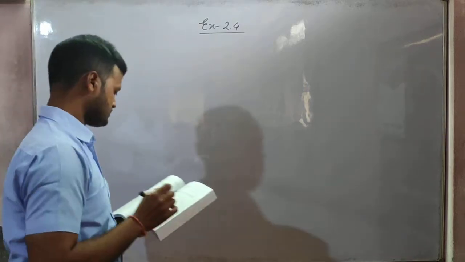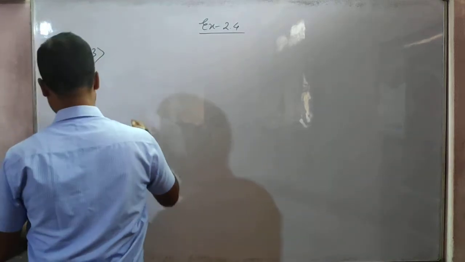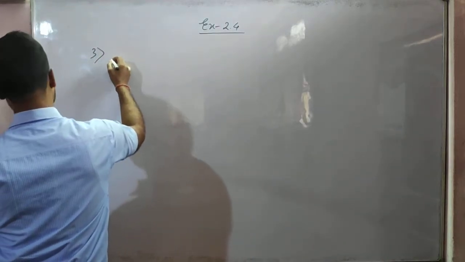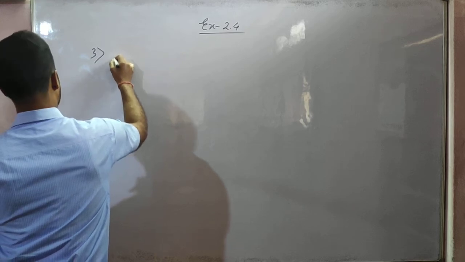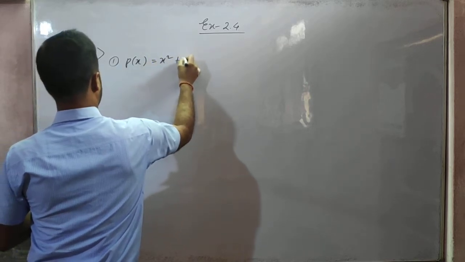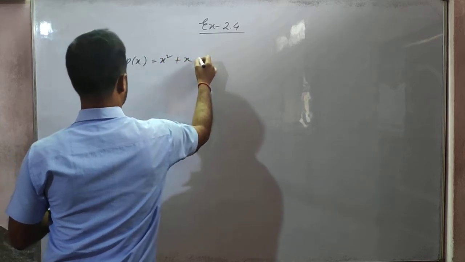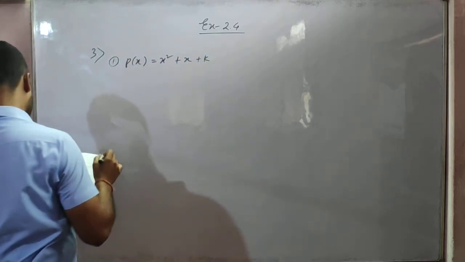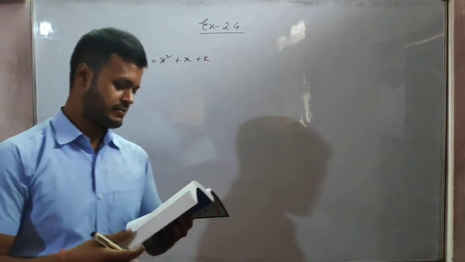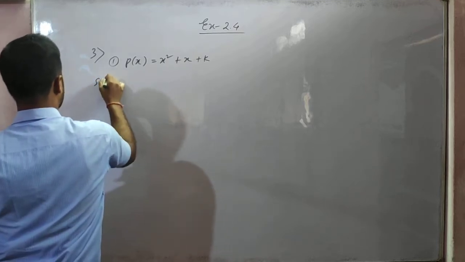Number 3, let us come to number 3. Find the value of k if x minus 1 is a factor of p(x) in each of the following cases. So number 1, p(x) is equal to x square plus x plus k. So we have to find the value of k if x minus 1 is a factor of p(x). It is given to us.